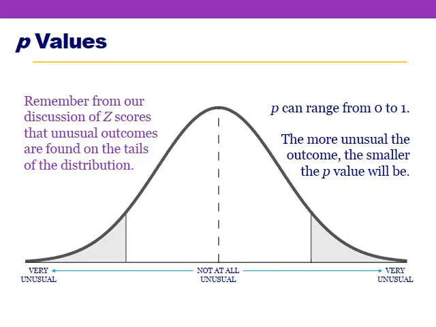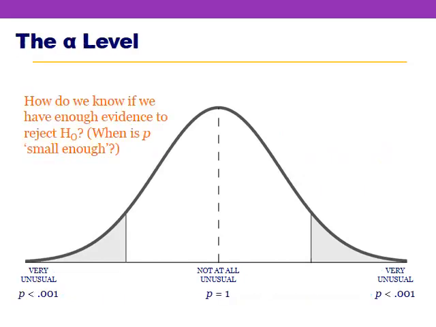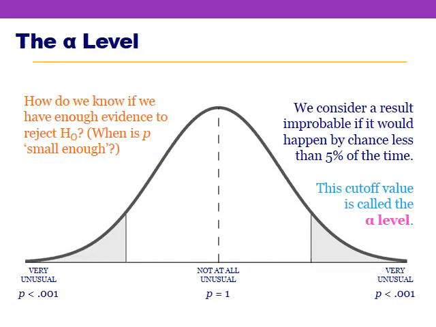That place where we decide to draw the line is called the alpha level. So the alpha level is our determination of how strong the evidence has to be, how small the p-value has to be in order for us to be convinced that the null hypothesis isn't true. Now, in science and in statistics, it is widely agreed upon that the cutoff is going to be 5%, or in other words, 0.05.